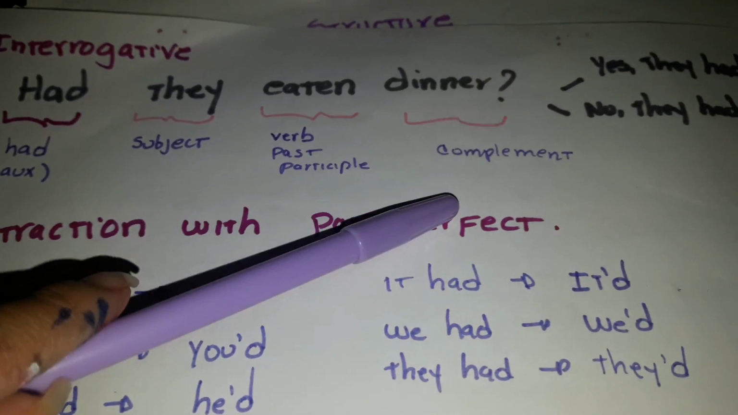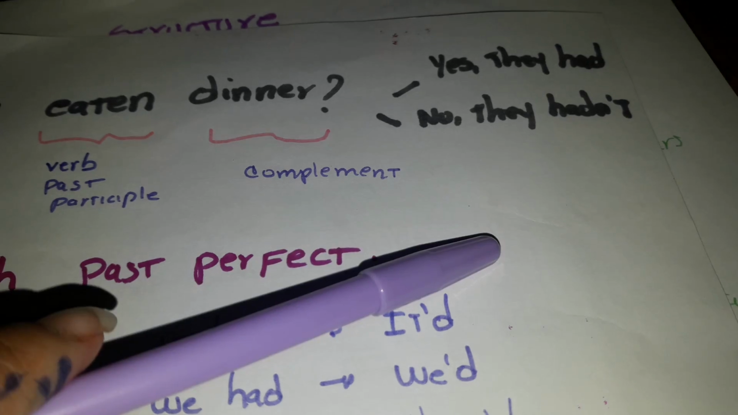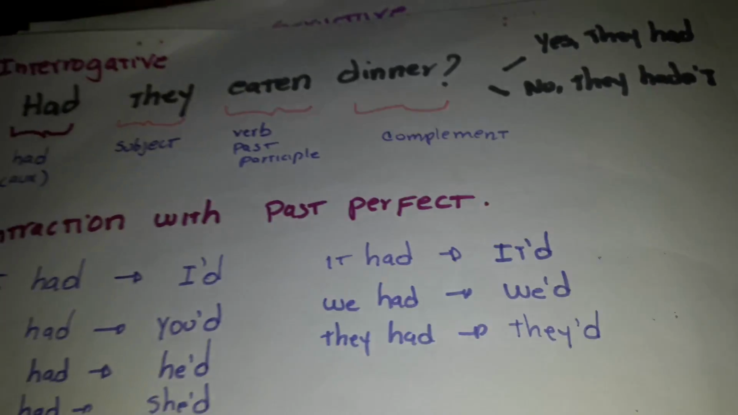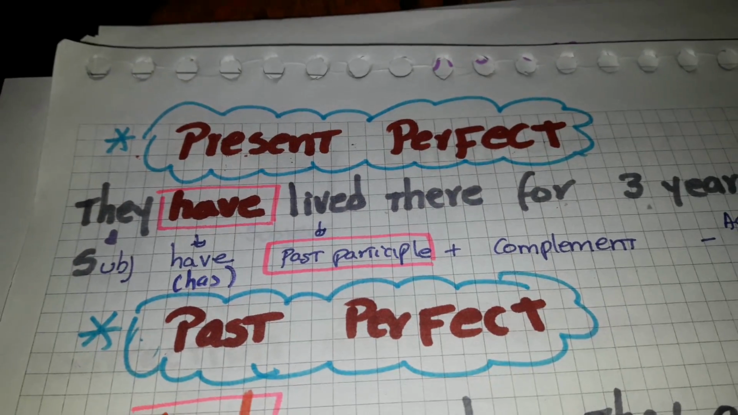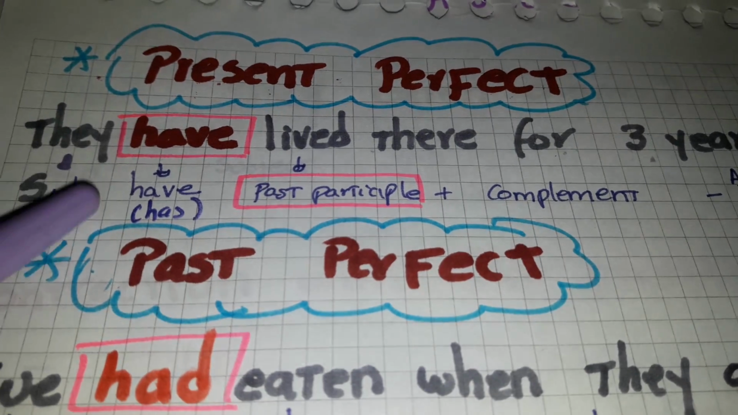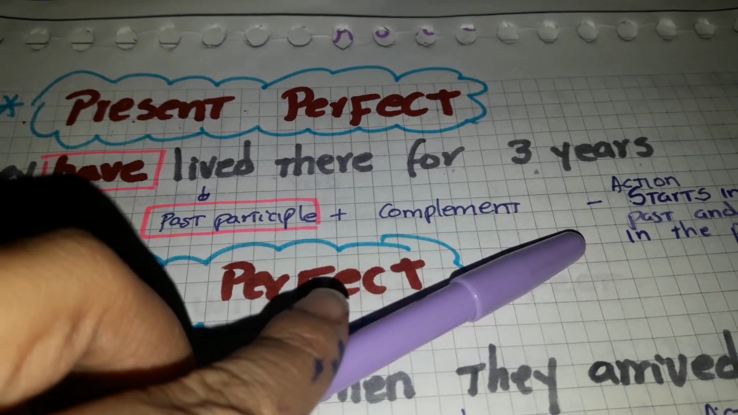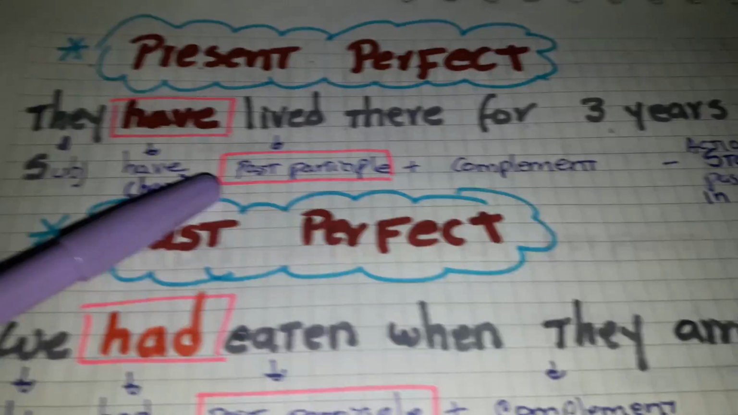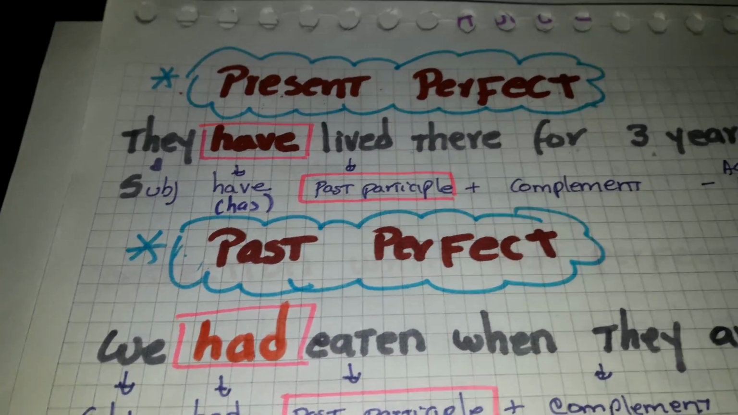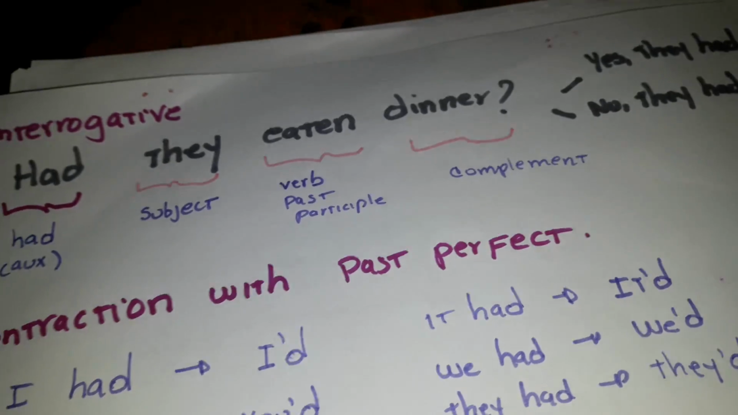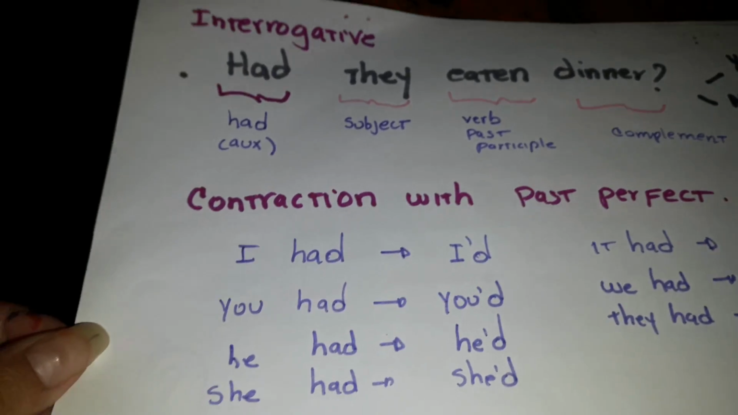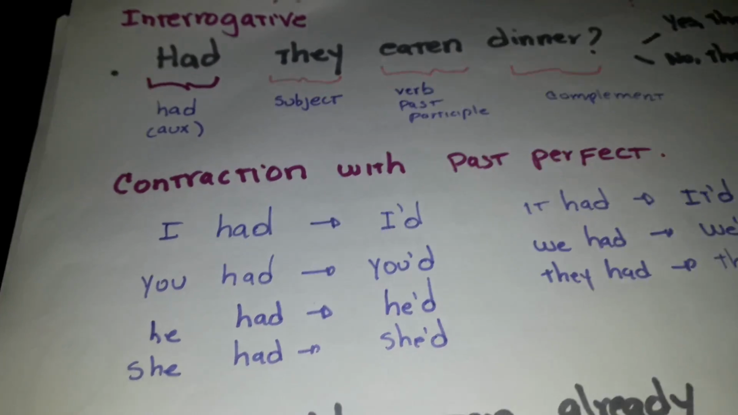Had they eaten dinner? Yes, they had, or no, they hadn't. If we are working in present perfect, it would be, have they lived for 3 years? Yes, they have, or no, they haven't, okay? Now, the short form in the past perfect.